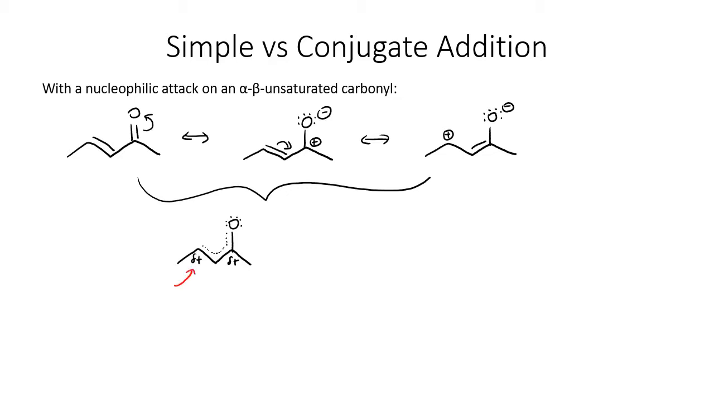So a nucleophile has a choice. It can either attack at the beta carbon or it can attack at the carbonyl carbon. An attack at the beta carbon is called conjugate addition. Attack at the carbonyl is called simple addition. We'll take a look at these mechanisms on the next slide.